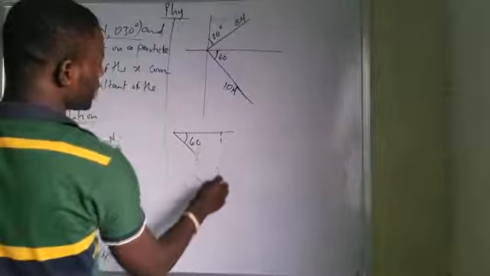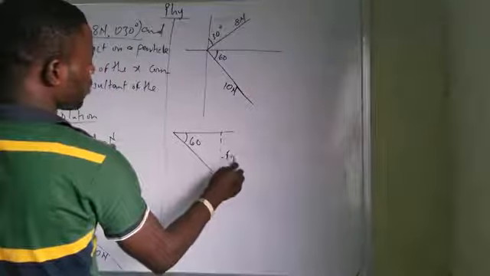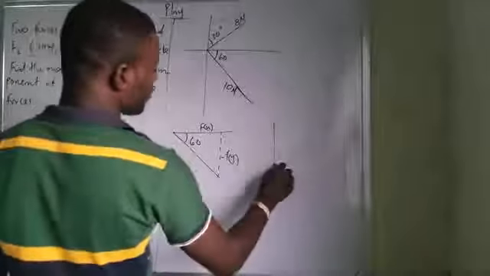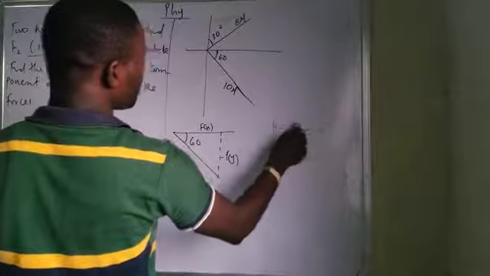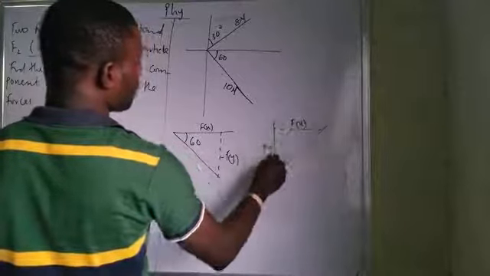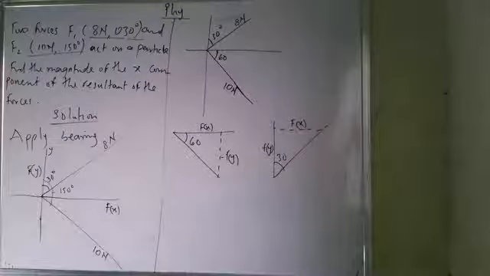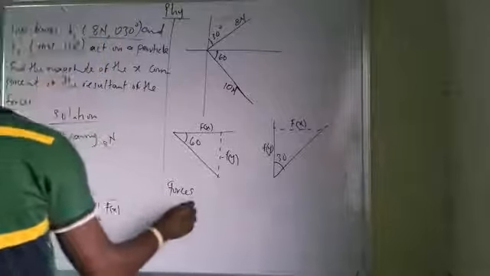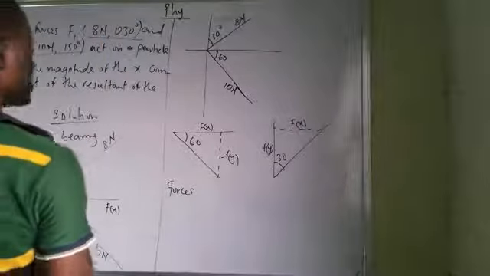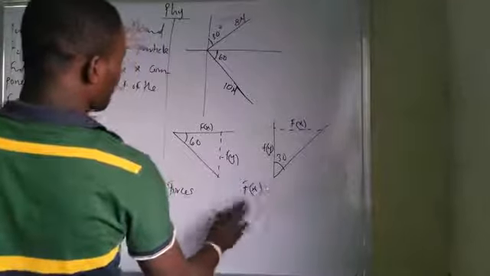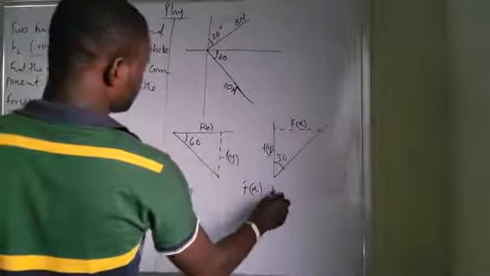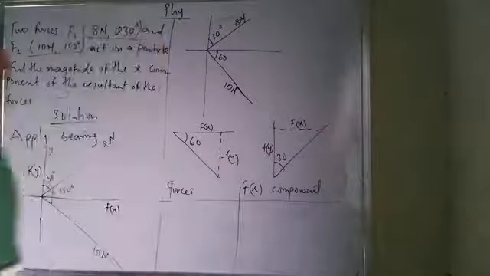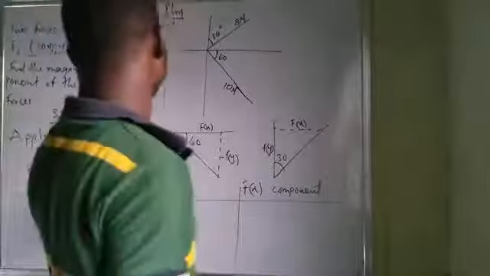I will have my F of minus y, and this one will be F of x. And also, I will have it this way, which is my 30 degree, where I will have F of x and F of y. Now, since I have it that way, I'm just working on only the x component, which is my F of x. By so doing, I will get all I need. I don't need the y component because I was not asked to find the y component.